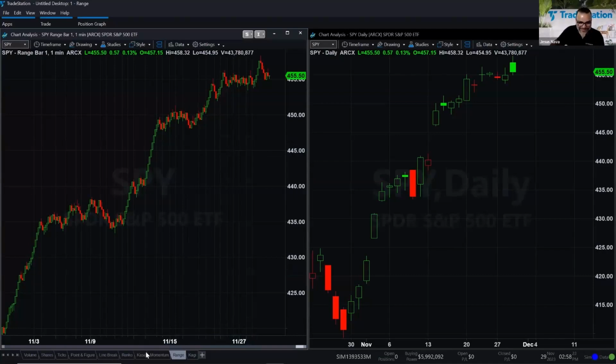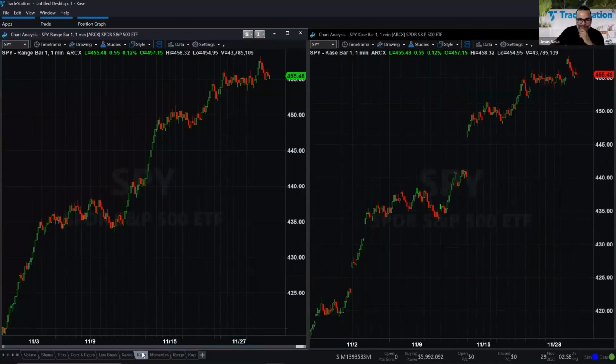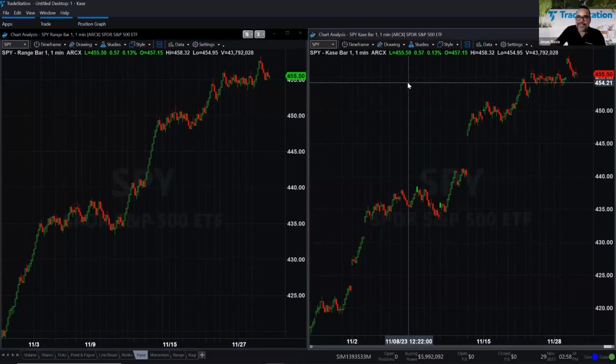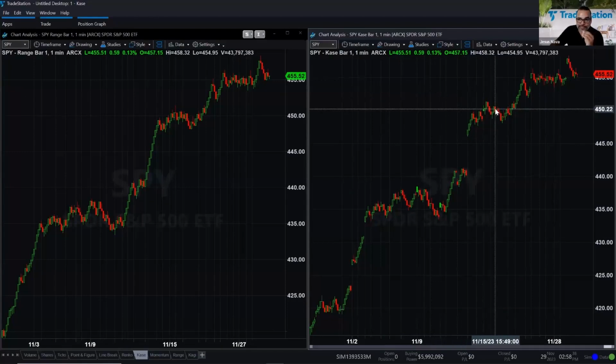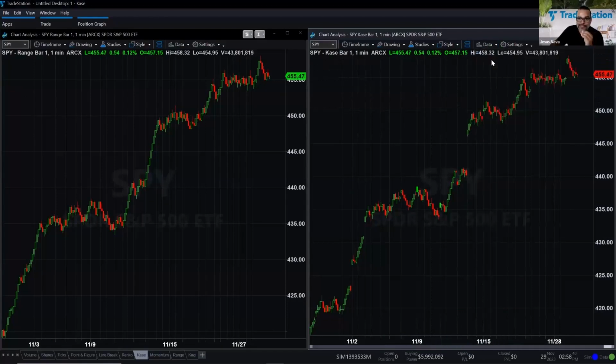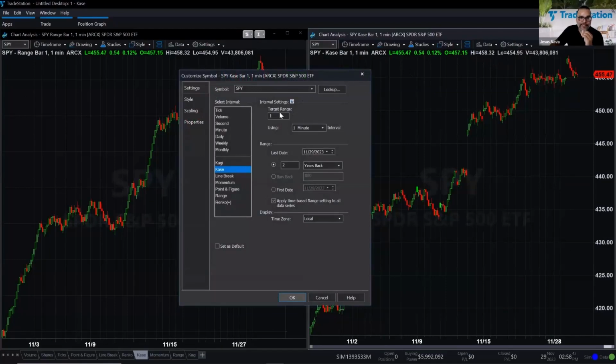Now, case, which is also very similar. Let me go here to, this is case right here. Yes, this is comparing case to range, because case is a type of chart that also looks at a target price. Let me go here to data, edit symbol, and you can see that my target range is set to 1. So the bar building technique is the same, where it's trying to reach that 1 point difference between the high and the low. So what's the difference?